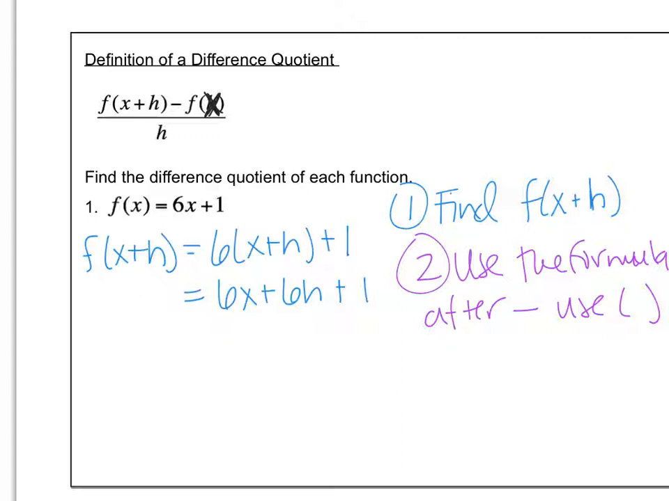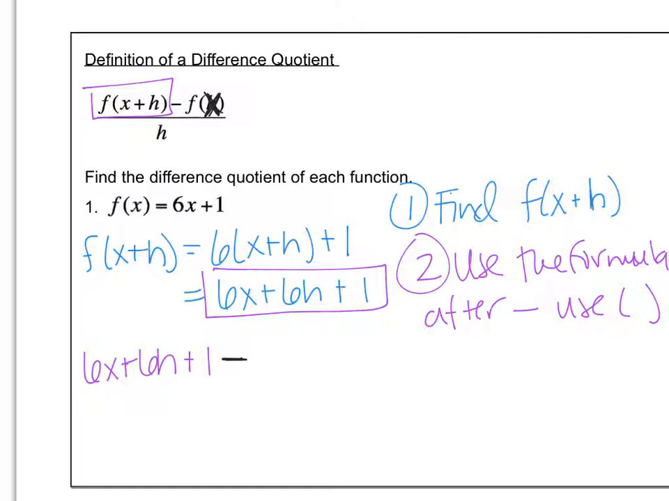So the first step, if we look at the formula, it says f of x plus h. Didn't we just find that? That's going to go first. That whole thing we just wrote out, we're going to write that down first. 6x plus 6h plus 1. Then it says minus. Here's where I'm saying if you don't do this, you're going to get it wrong. It says minus. I'm going to put it in parentheses. It says minus f of x. What was f of x? 6x plus 1. So we're just going to plug that into the formula.